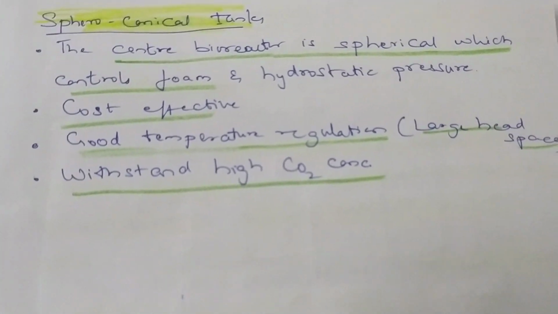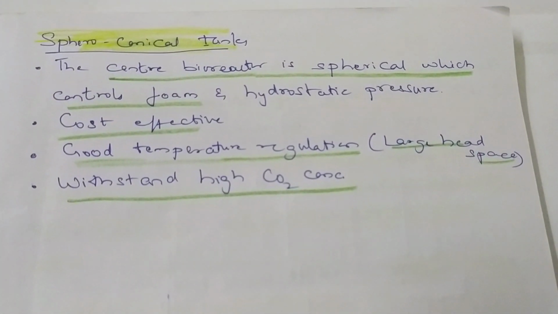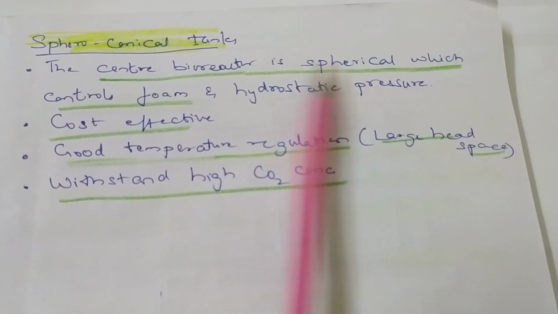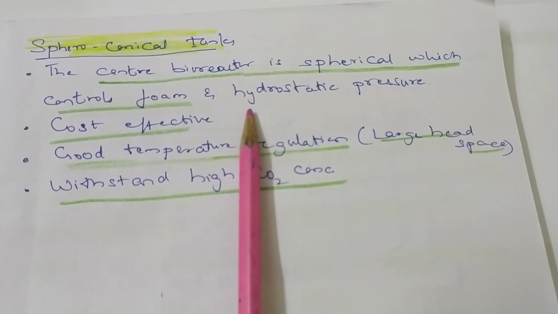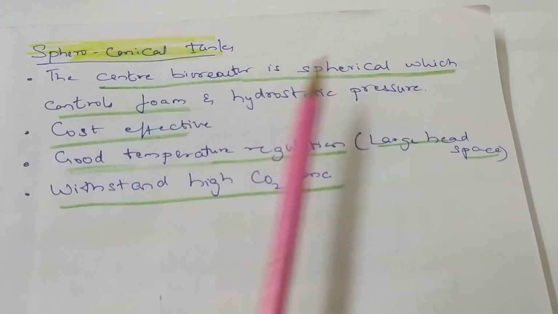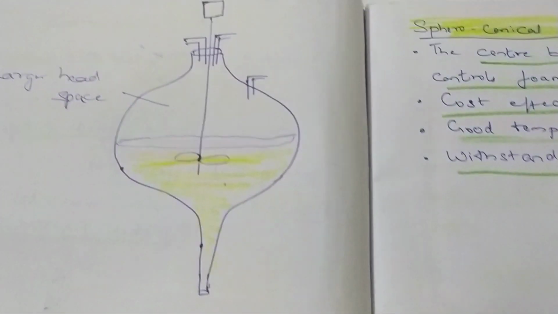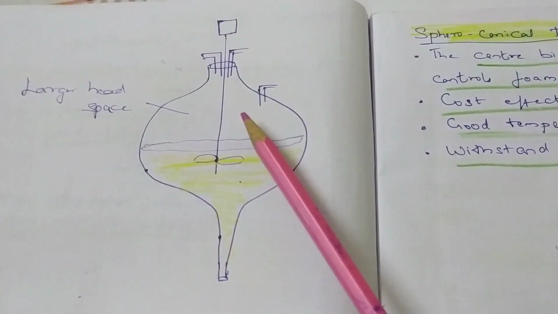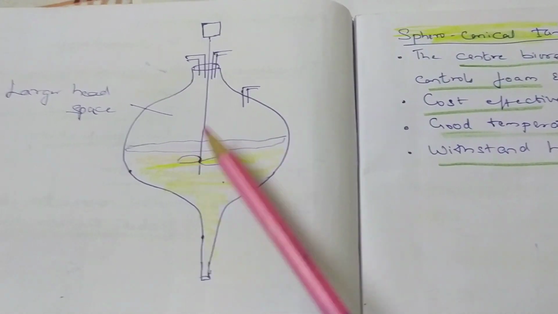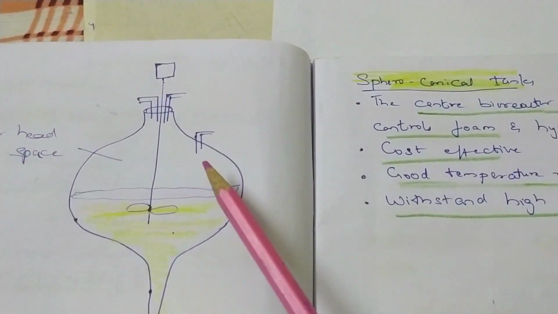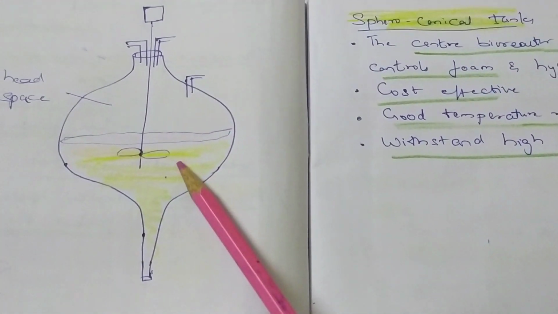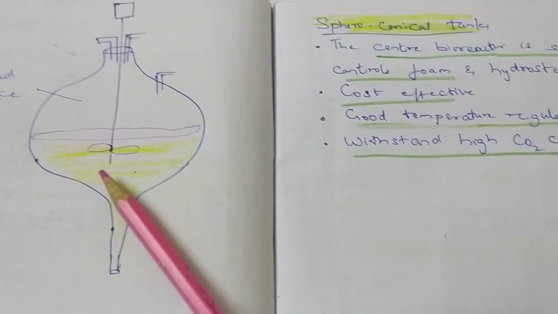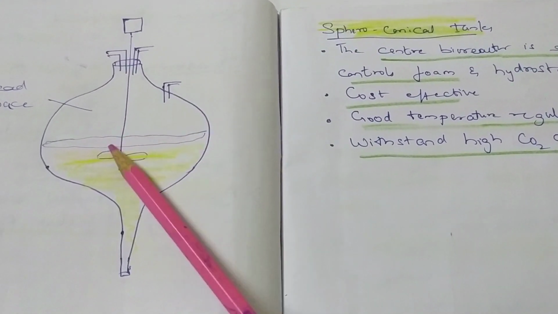And the next one is the spheroconical tanks. This bioreactor has a spherical shape, in the sense that the bottom is conical, and as it goes up it becomes broader. I'll show you the picture first, you'll follow. This is a basic idea of that. What you see here is that a large headspace will be present in this. Agitator, everything is there as usual. So imagine this is the fermenter, a huge tank. It can hold a high amount of media. Here there is a wide space, no?